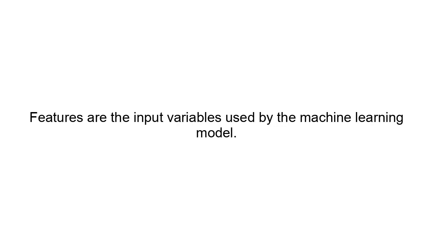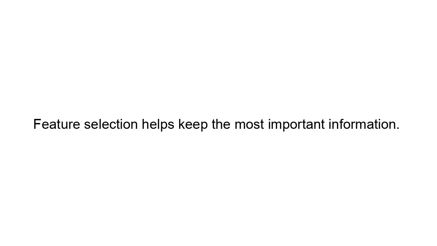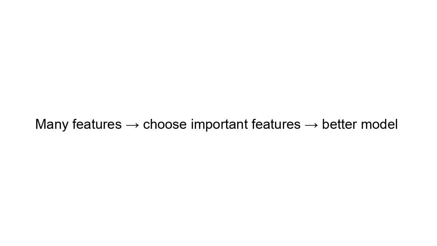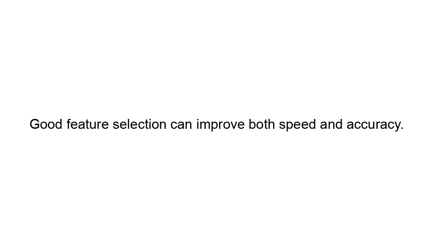Step 6. Select features. Features are the input variables used by the machine learning model. Not all features are useful. Some features may be irrelevant, redundant, or noisy. Feature selection helps keep the most important information. Example concept: many features, then choose important features, means better model. Good feature selection can improve both speed and accuracy.